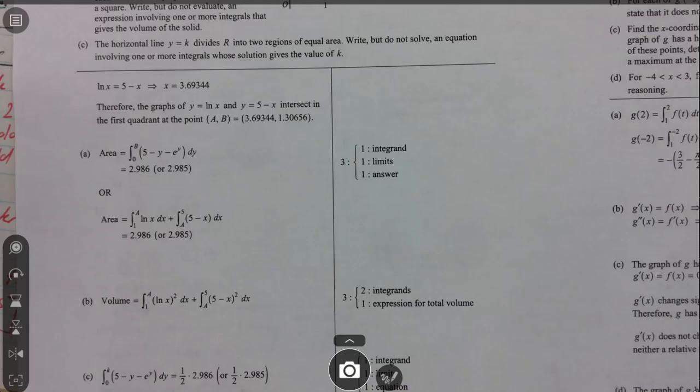They seem to like to do limits a lot, when I'm looking over all these answers. They like to use limits a lot.